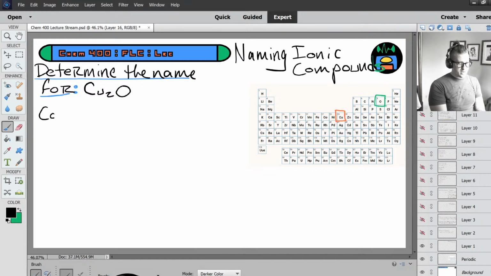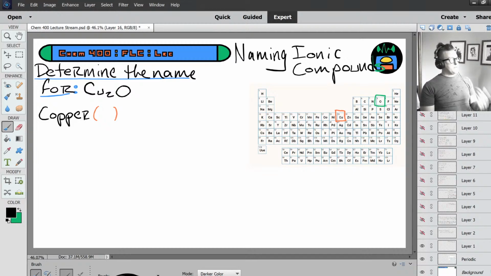So whenever I'm writing out a name that has a transition metal, I write it out, copper, and then I open and close a parentheses to remind myself that I need to go back and figure out what the charge is, because I need to put the charge of that cation in Roman numerals inside a parentheses. So this will be copper blank oxide. It's up to us to figure out what goes in that blank.